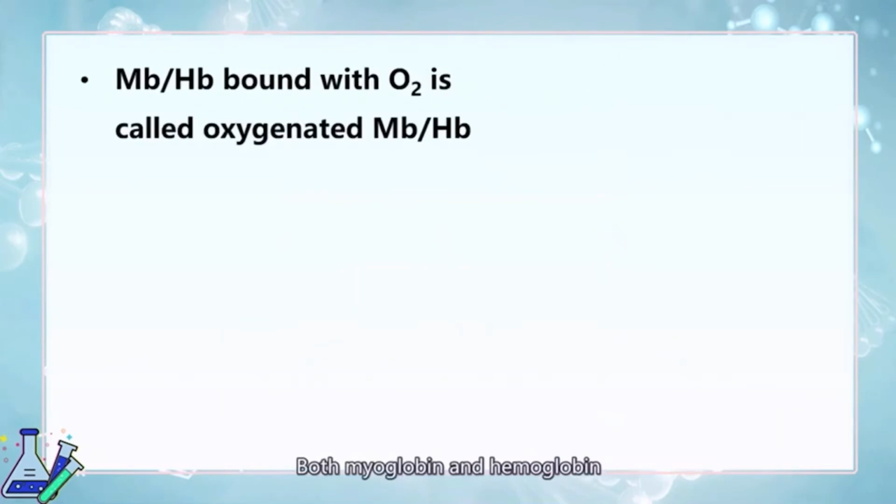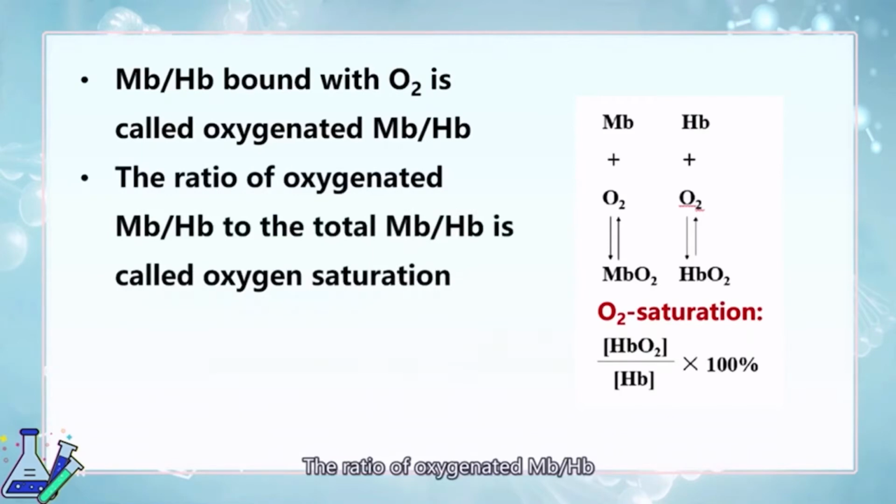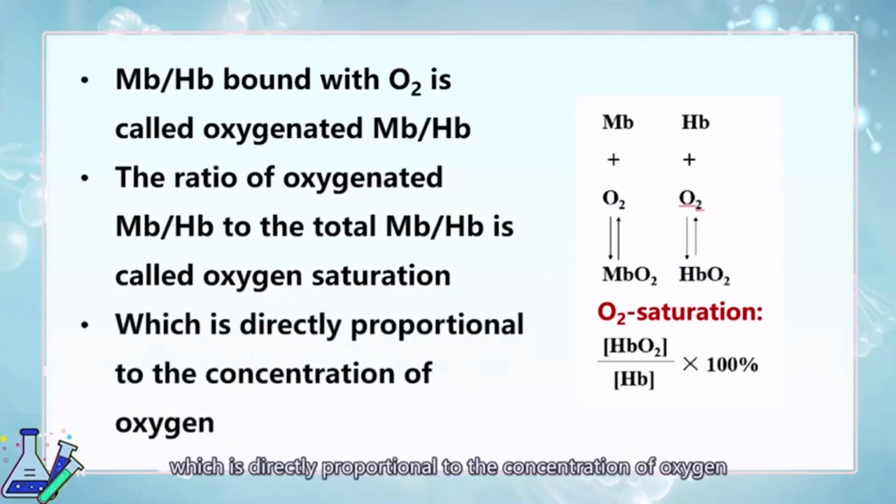Both myoglobin and hemoglobin can be reversibly bound to oxygen by heme. When a myoglobin or hemoglobin binds with oxygen, it's called oxygenated myoglobin or oxygenated hemoglobin. The ratio of oxygenated myoglobin or hemoglobin to the total is called oxygen saturation, which is directly proportional to the concentration of oxygen.